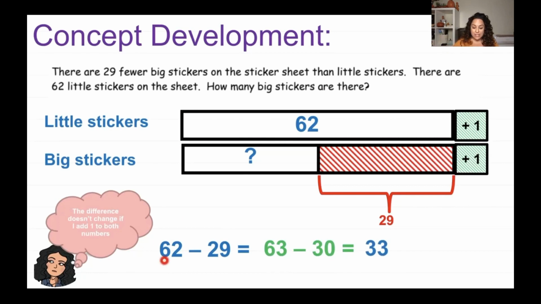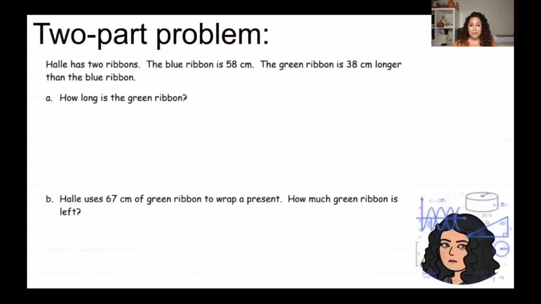Now, if I'm looking at this long number sentence, remember equals means the same as. 62 minus 29 is the same as 63 minus 30, and that is the same as 33. So there are 33 big stickers on the sheet. Okay, we have one more problem that we're going to work on.